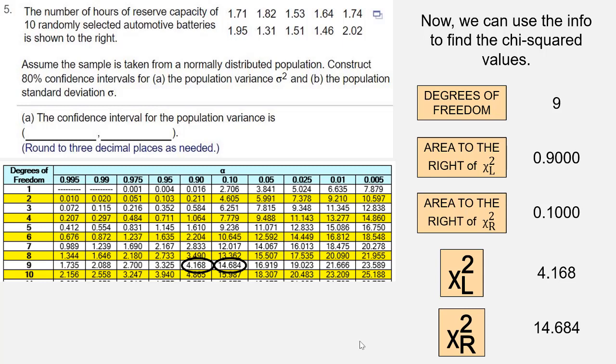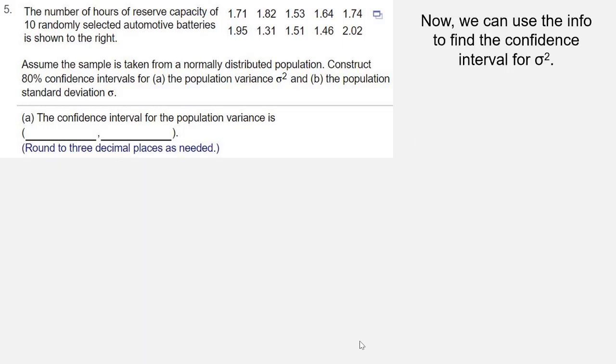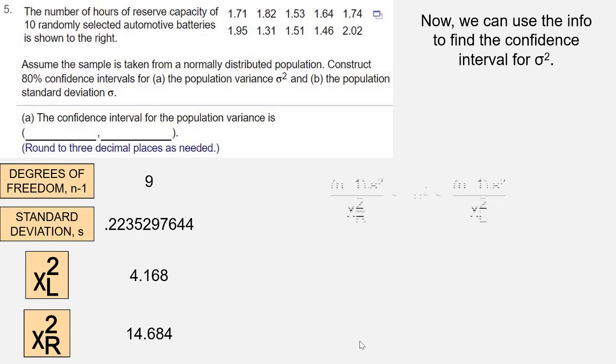What are we going to do with those values? Well, we're going to enter them into our formula that gives us the variance and standard deviation. So how do we do that? This is our formula for the confidence interval for the variance. Notice sigma squared is in the middle. It's n minus 1 s squared over chi-square R, and then n minus 1 s squared over chi-square L. So, a few things you want to realize about this particular formula.